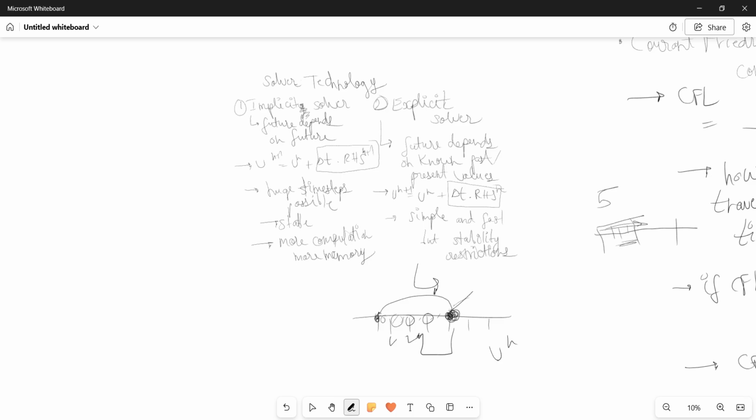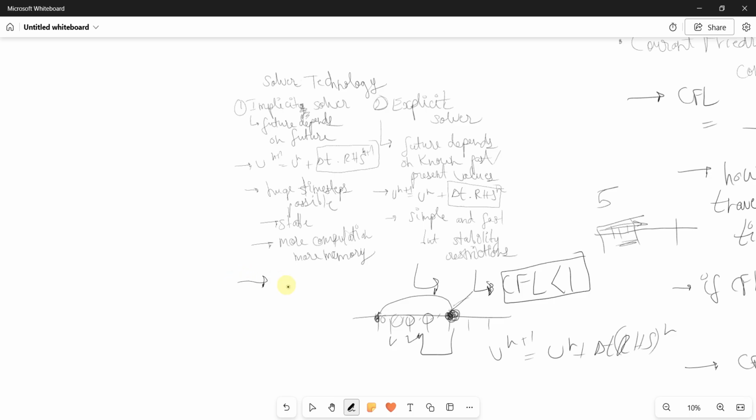As I told here, u^(n+1) equals u^n plus delta t times RHS of n. So it's dependent on the past values and the present value of the cell, right? So rather I would say for explicit solvers your CFL has to be less than 1. It is one very important condition for explicit solvers.